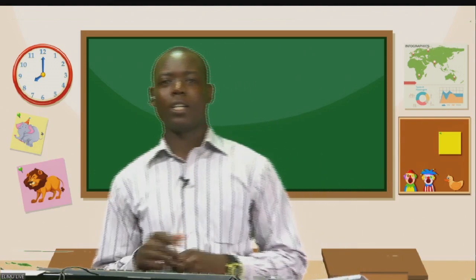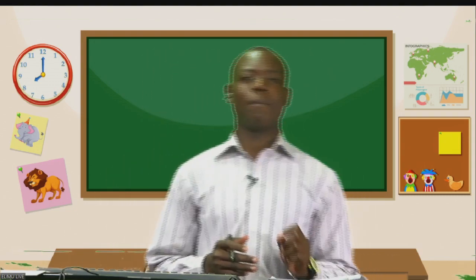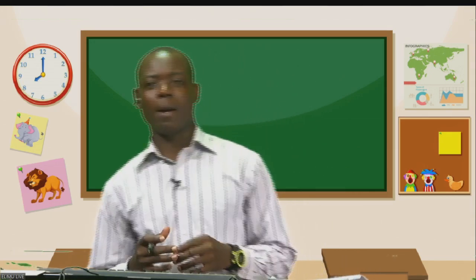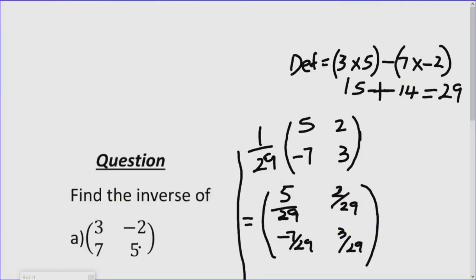And so that is what we do when you are looking at the inverse of a 2 by 2 matrix. Simply remember the procedure. Number 1, obtain the determinant. Number 2, reverse the elements in the leading diagonal. Number 3, change the signs of elements in the other diagonal. And then when you have that matrix, you divide it by the determinant of the matrix. Good. So let's look at another case.